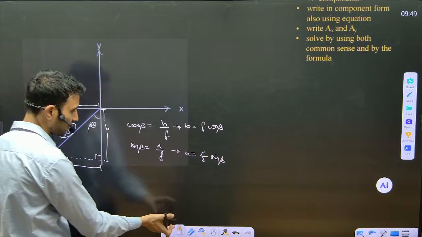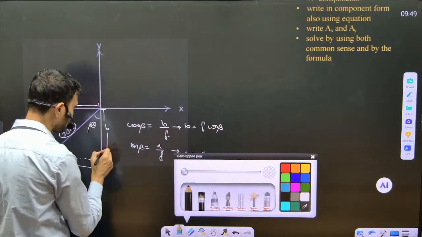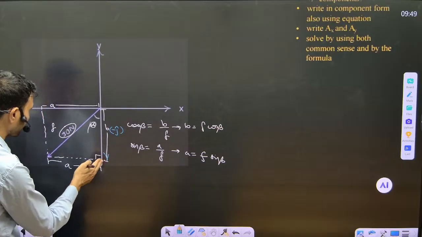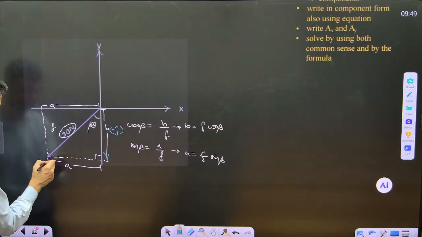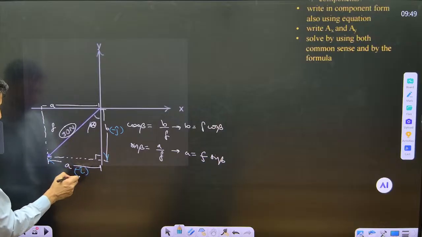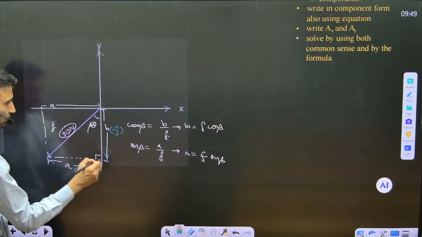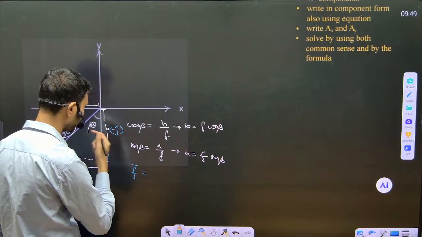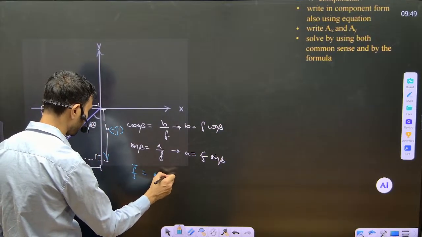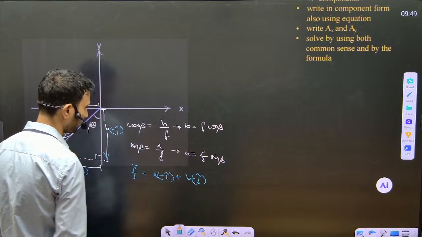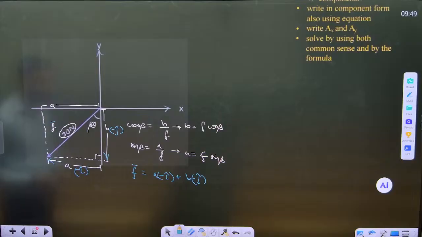And then again, what will be the direction? This will be in the downward direction. So it will be minus j cap, and this is in the left direction. So this will be minus I cap, right? So F vector is coming out to be A into minus I cap plus B into minus j cap. Right? And then you can complete it the same way we did the last problem.